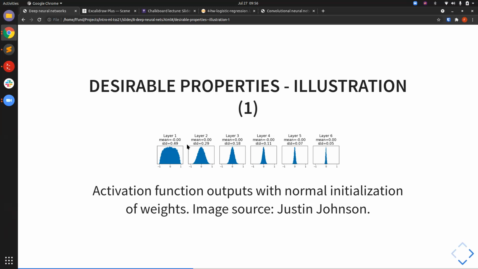This is what the distribution of activation functions will look like at each layer. Okay. So at the output of the first layer, the distribution of the output is pretty reasonable. Every unit has something different. But as you propagate this through the network, what ends up happening is all of these outputs kind of collapse towards 0. So that's not desirable either.